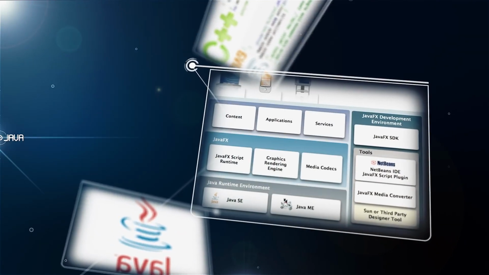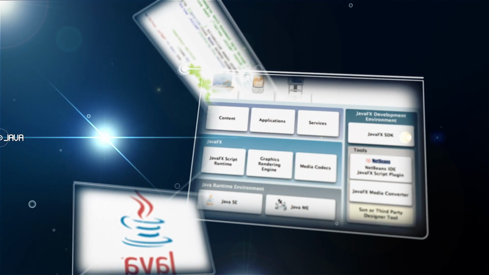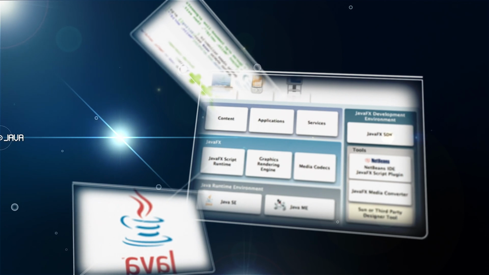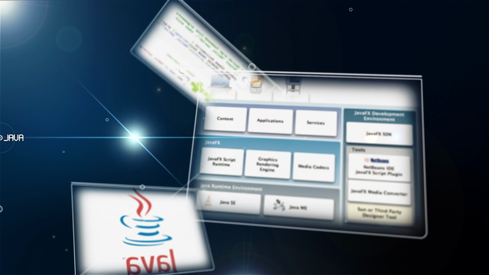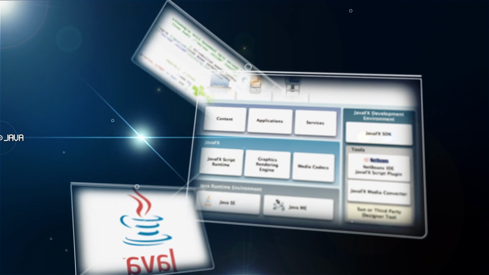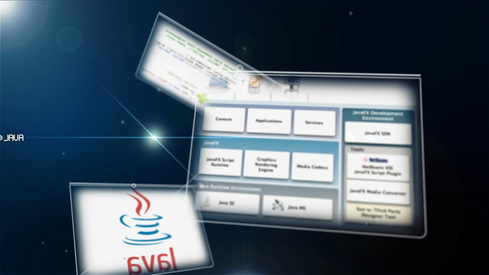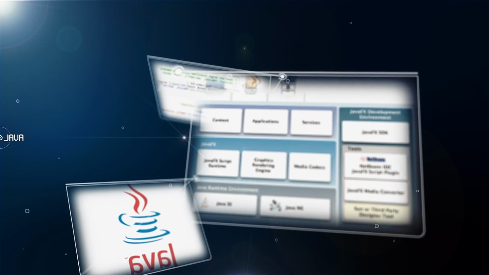Java is a general-purpose, concurrent, class-based object-oriented language that is specifically designed to have as few implementation dependencies as possible. It is intended to let application developers write once, run anywhere, meaning that code that runs on one platform does not need to be recompiled to run on another. Java is currently one of the most popular programming languages in use.